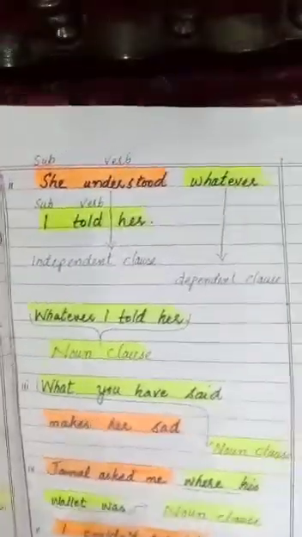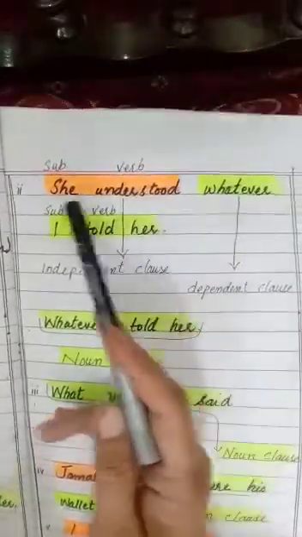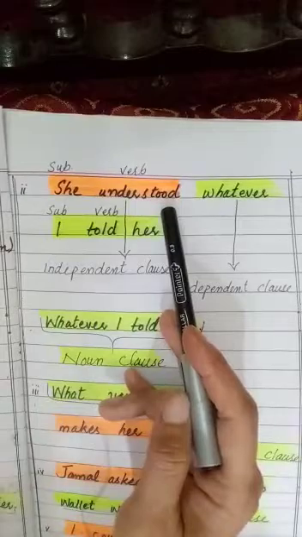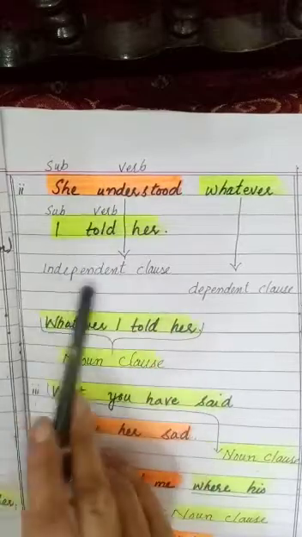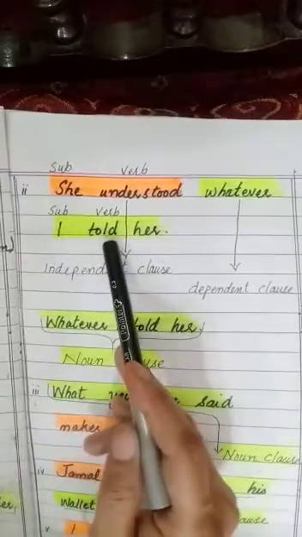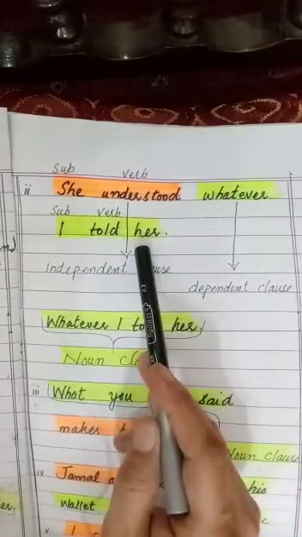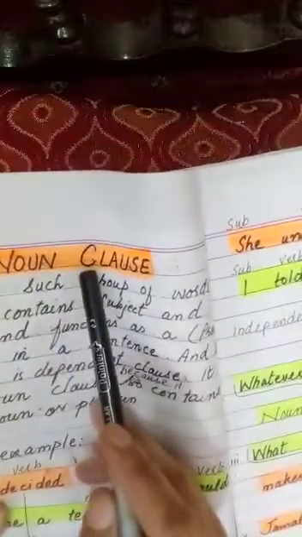Okay. Now see next example here on this page. She understood whatever I told her. She understood, she subject, understood verb. This is subject, this is verb, this is making a clause. And this clause is giving us complete meaning. That's why this is independent clause. Which clause? Independent clause. Okay. Whatever I told her. Again subject is there, verb is there. But whatever I told her, this is not giving us a complete thought, complete idea, because it is depending on this. This is dependent clause. This dependent clause is called a noun clause.